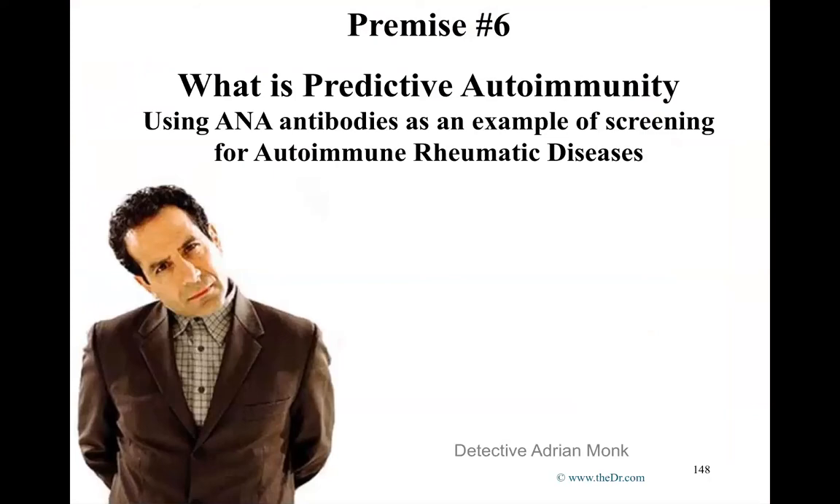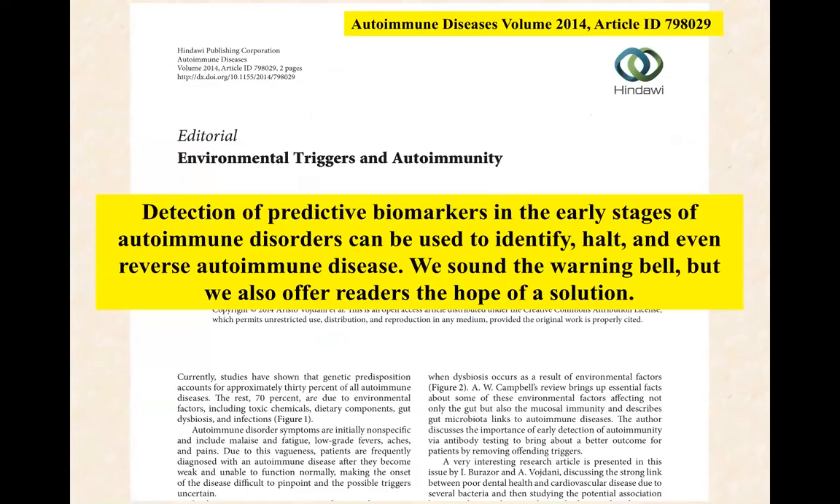So what is predictive autoimmunity? Detection of predictive biomarkers in the early stages of autoimmune disorders can be used to identify, halt, and even reverse autoimmune diseases. Listen to these authors. We sound the warning bell, but we also offer readers the hope of a solution. You guys know these guys are geeks. They're not English majors, but they're trying their best to say, wake up, everyone, wake up. Wait till you read this paper. It's part of the group of papers that you're getting.